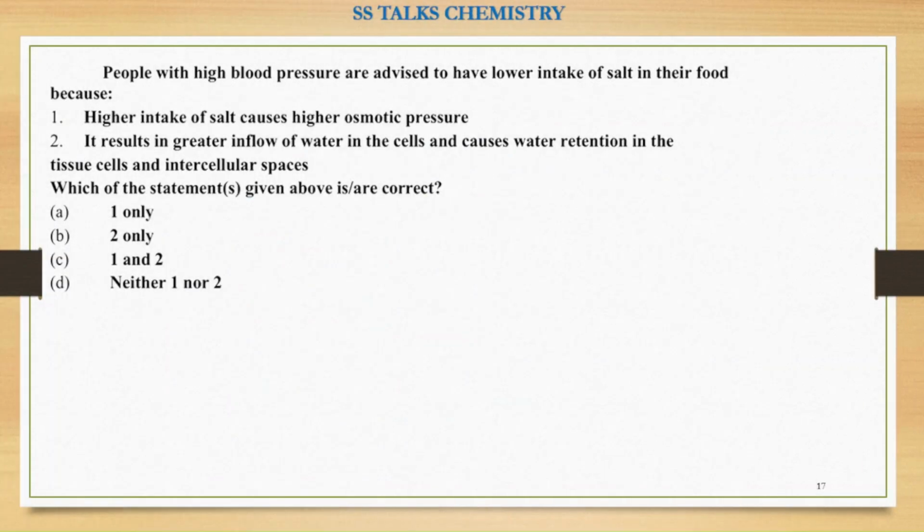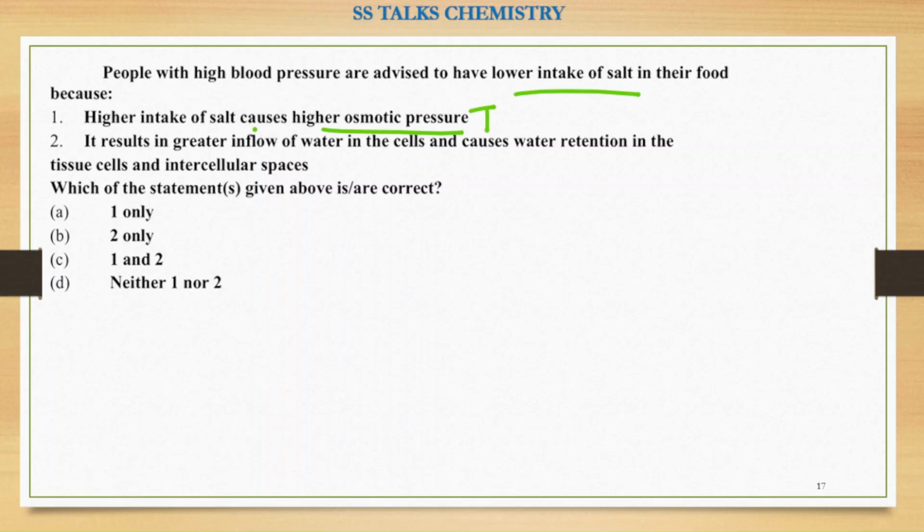A statement based question is given. It says people with high blood pressure are advised to take a lower intake of salt. We know that one who is suffering from high blood pressure, generally the doctors advise them that they should consume less salt in their food. Why is it so? Because higher intake of salt is going to cause higher osmotic pressure. I told this thing, when there is higher osmotic pressure, that means a hypertonic solution will be formed at that point. Right? So this statement is true that if we consume more salt, high osmotic pressure will be produced.